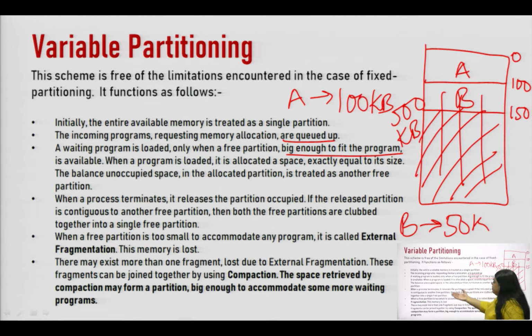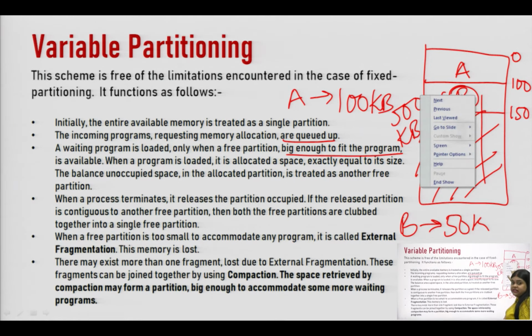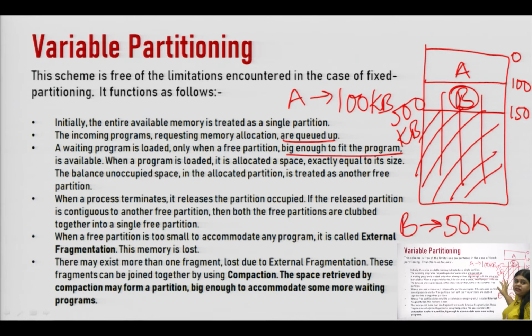Whenever a process terminates, it releases the partition occupied. So, obviously, if this B finishes or terminates, it is going to release the partition. If the released partition is contiguous to another free partition, now it is very important. If this partition is contiguous to another free partition, that means this partition was contiguous to this particular partition which was free. So, what happens? They are clubbed together to make one big partition again, right. So, that is what it is saying over here.